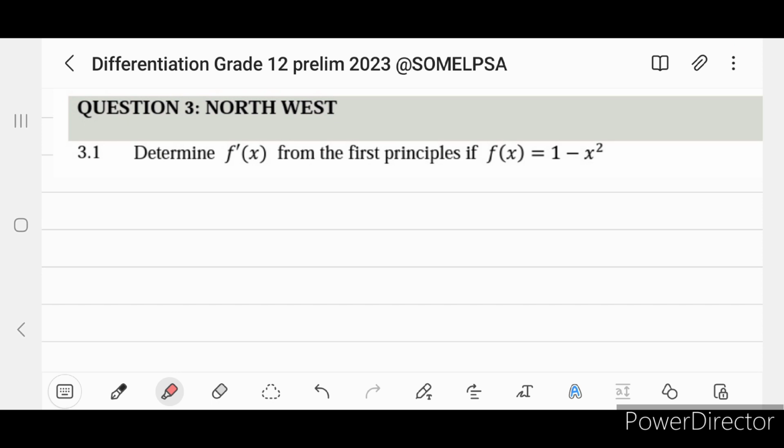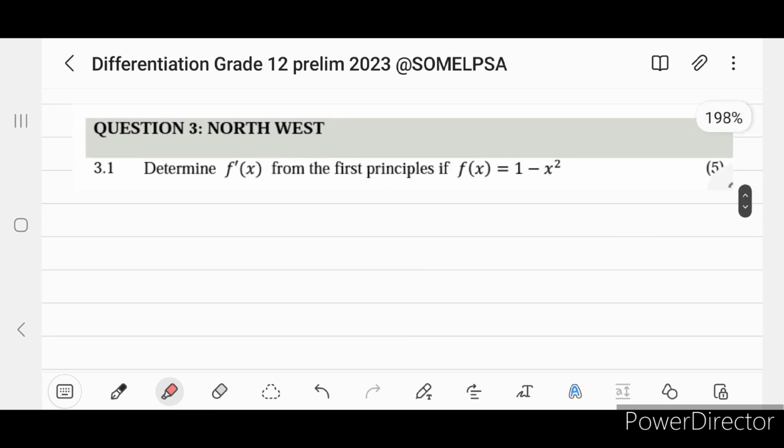I'm looking at the Northwest Prelim 2023 question under differentiation calculus. We first start with first principles. It also has 5 marks.